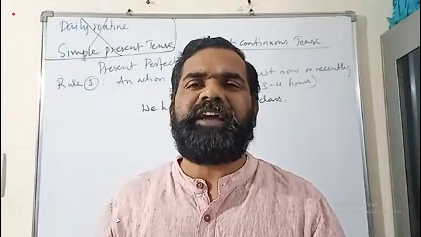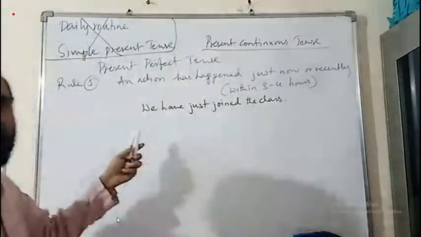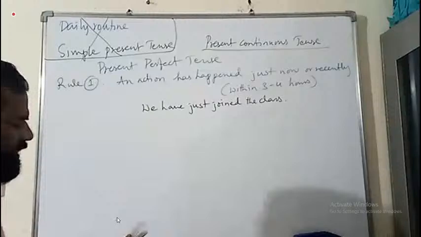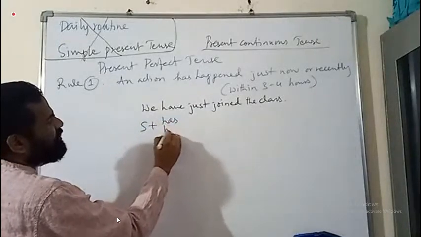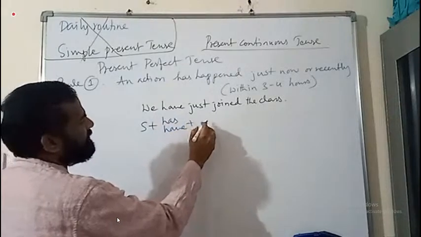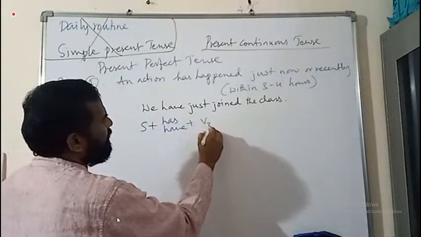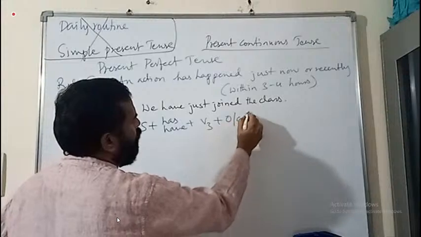Is the rule 1 clear? So please take down the example. Now the structure. Subject plus has or have plus V3 plus object or complement.